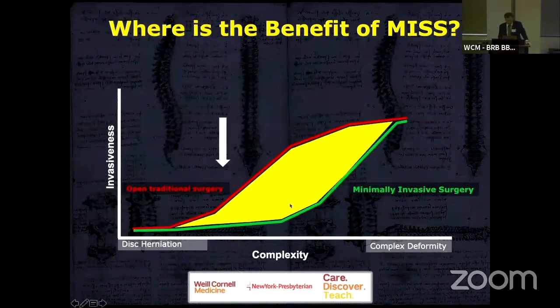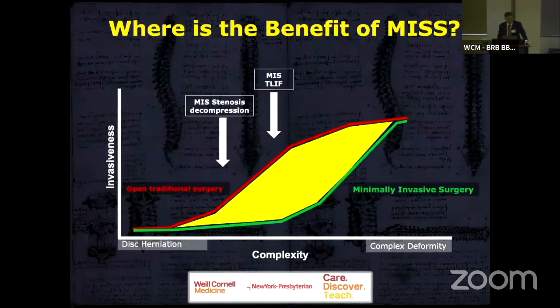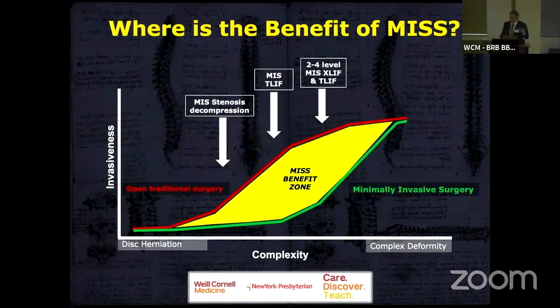But once it comes to more complex pathologies, patients who have lumbar spinal stenosis, 1, 2, 3, 4 level stenosis, spondylolisthesis, maybe spinal instability, patients who need a 1-level fusion, and maybe up to 3, 4, 5 level fusion patients, those are the patients who really benefit from MIS surgery. We have a lot of data showing that in terms of blood loss, infection rate, lower revision rates, and so forth. So between lumbar stenosis and 3, 4, 5 level fusion surgery, that's the benefit zone for MIS.